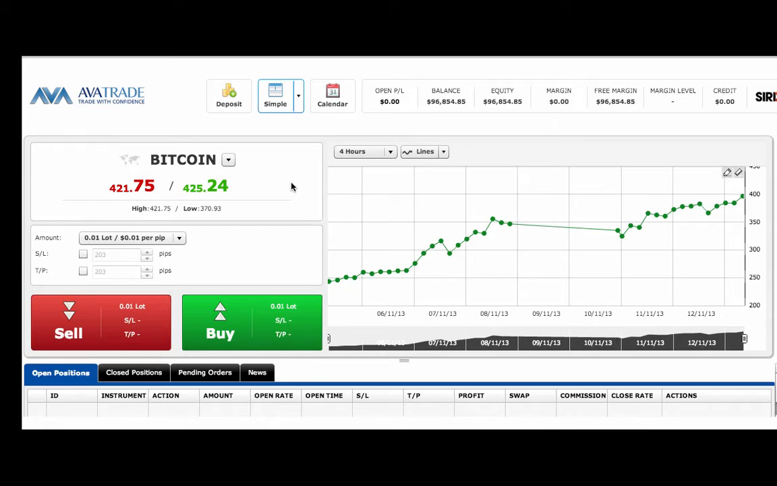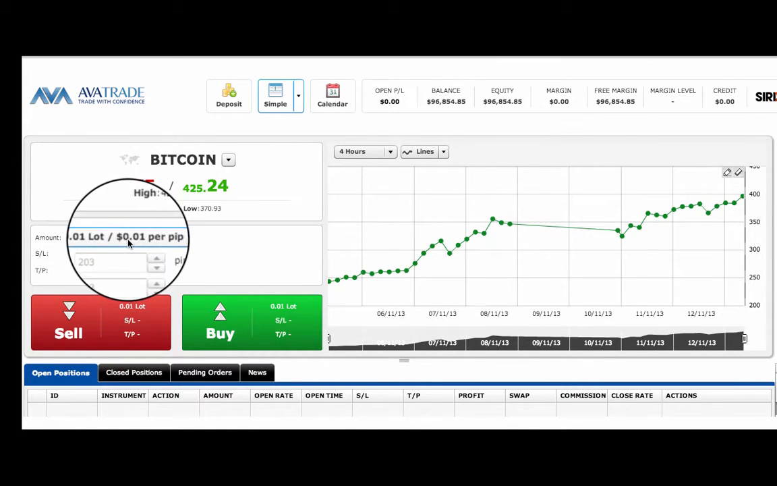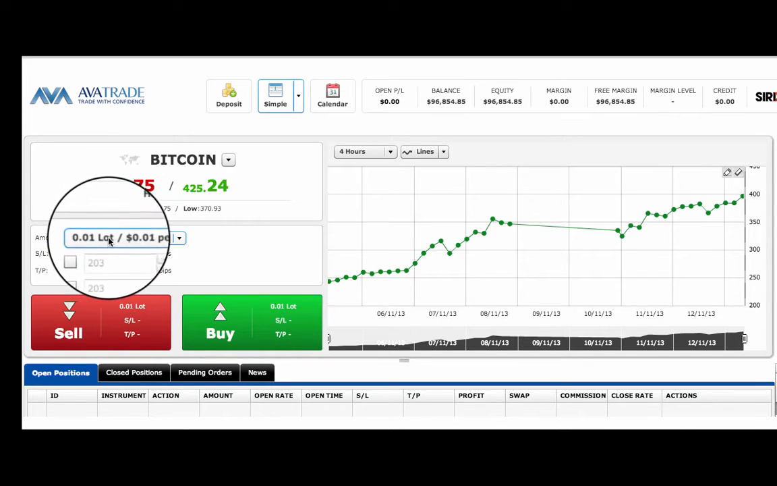So let's say I want to buy Bitcoins right now. When I click buy, I buy an amount which is equal to what is written here. You see here it's written 0.01 lot. Lot is kind of the equivalent of 1,000 units. So I'll buy basically $10 worth of Bitcoins.